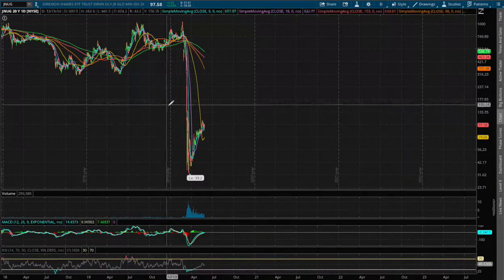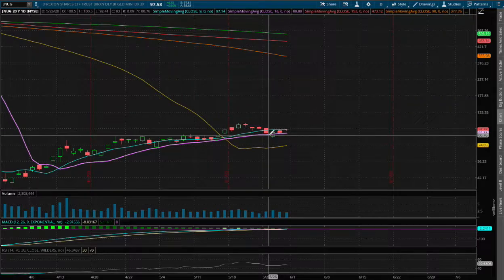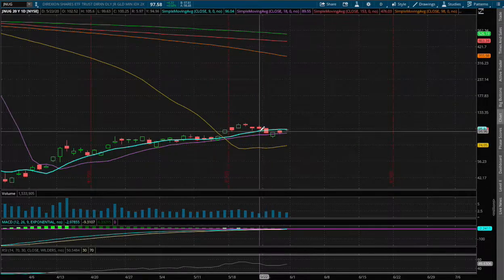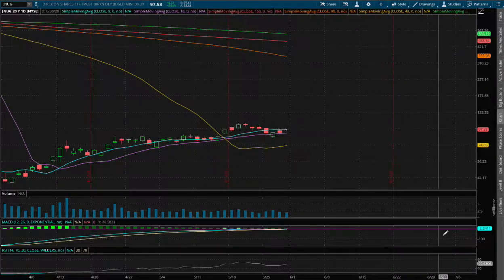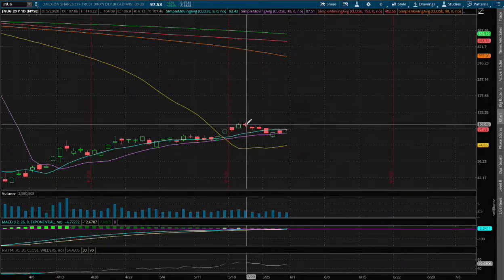However, on the daily chart, we see a positive sign that we bounced right off of the 18-day moving average, this purple line, and we may also encounter slight resistance from the 9-day moving average, this blue line. If we do manage to break above the 9-day moving average, the next resistance that I see is around the price of $107, and that was made back on May 20th, about two weeks ago.